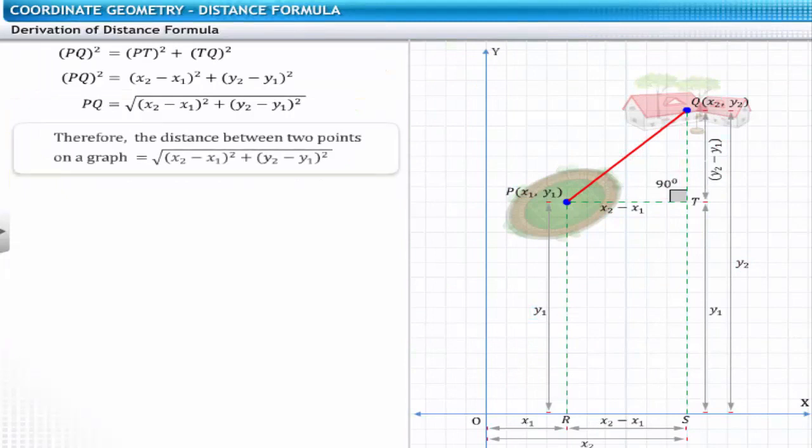Therefore, the distance between any 2 given points on a graph can be calculated using the formula square root of (x2 minus x1) whole squared plus (y2 minus y1) whole squared.